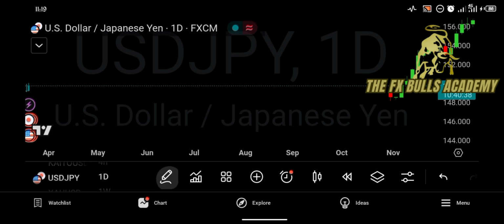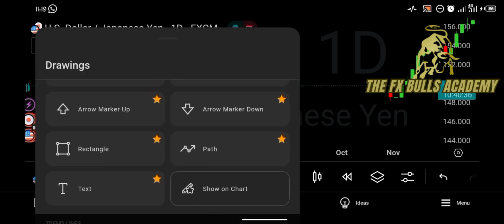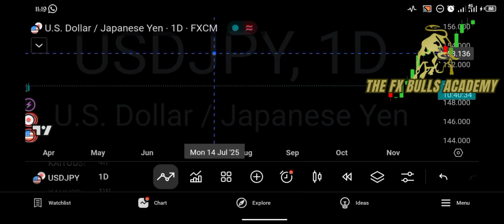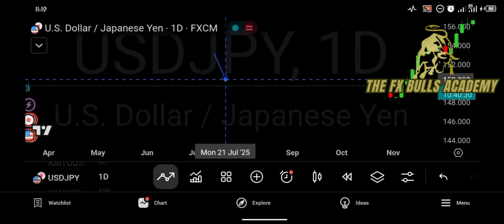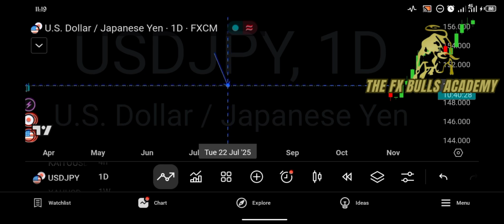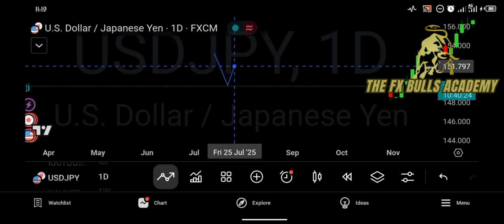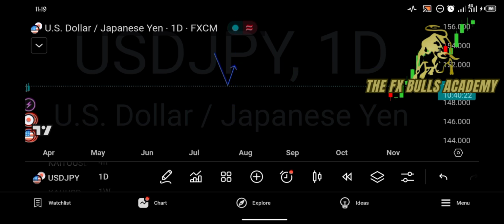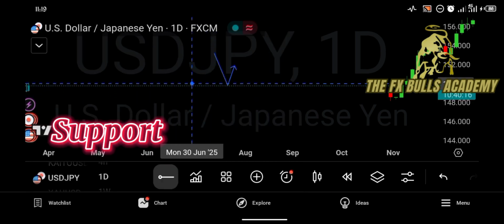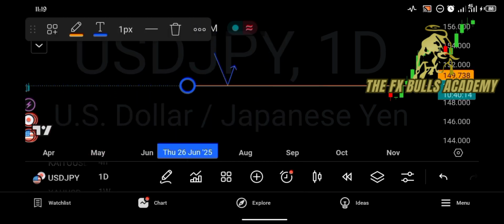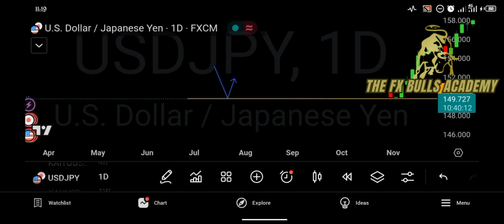So let me explain that for you guys. Let's say now we're on a downtrend. So price is pushing down. At the point where price starts pushing back up to the upside, we call that the support.